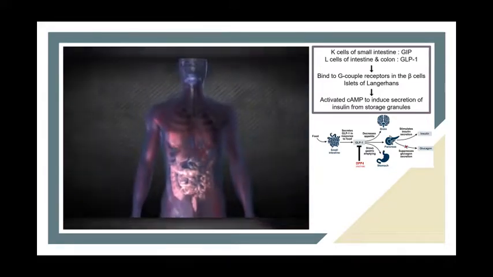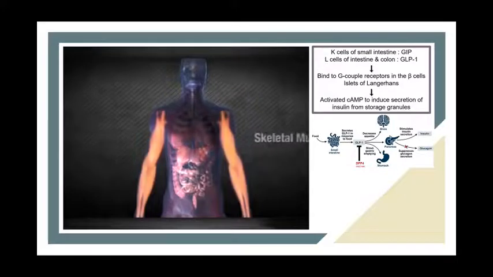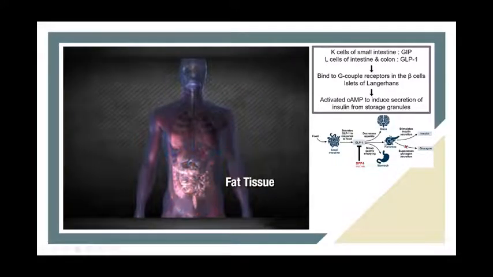Higher insulin levels promote glucose uptake by the liver, skeletal muscle, and fat tissue, thereby lowering the concentration of circulating glucose. So from this video, GIP, which is glucose-dependent insulinotropic polypeptide, and GLP-1, glucagon-like peptide 1, are produced in the presence of glucose. These hormones bind to the G-protein-coupled receptors in the beta cell of the pancreas, which activates cAMP to induce the secretion of insulin from storage granules. Besides that, GLP-1 is also able to cross the blood-brain barrier and decrease appetite.